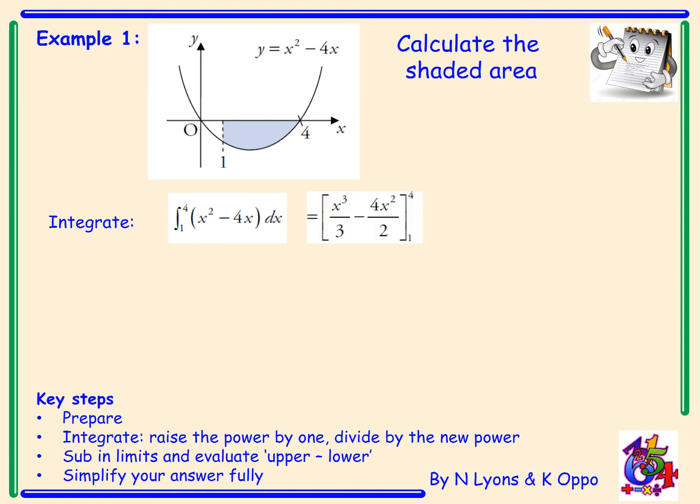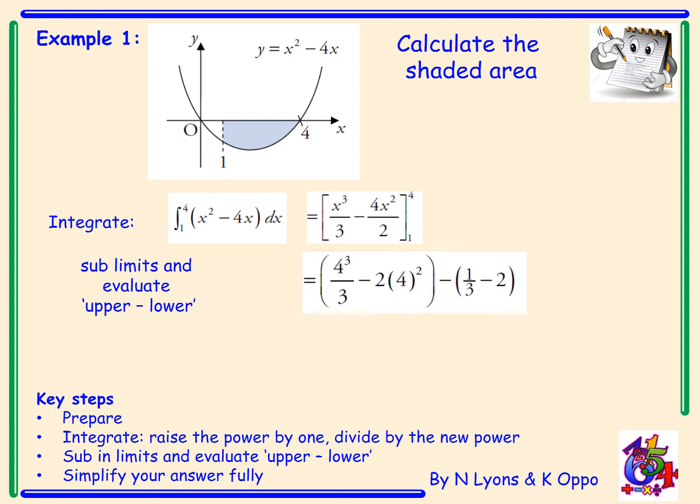So we integrate, we get a third x cubed minus 4x squared over 2 from x is 1 to x is 4. Sub in the limits and evaluate, upper limit minus lower limit. Put in the numbers, and here we get the answer equals -9. Now the minute you see -9, you're saying to yourself the negative is just telling you that the area lies below the x-axis, so the shaded area equals 9 square units.